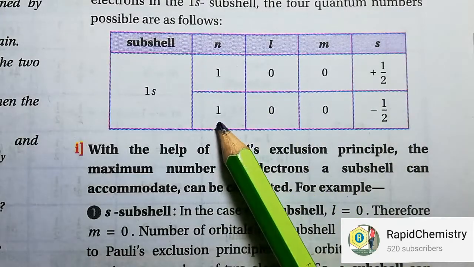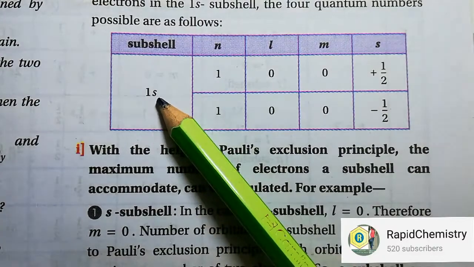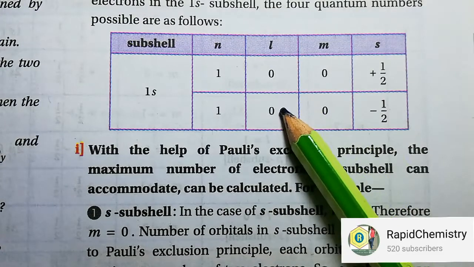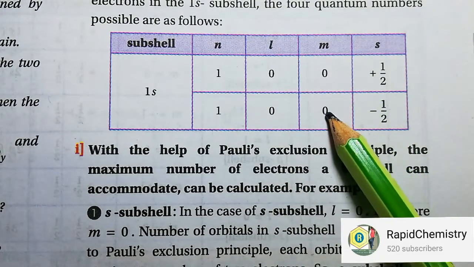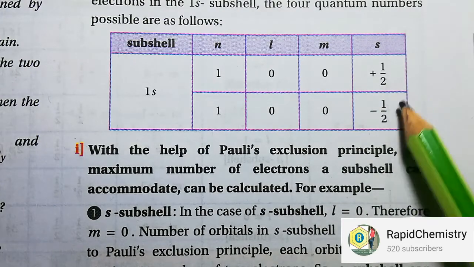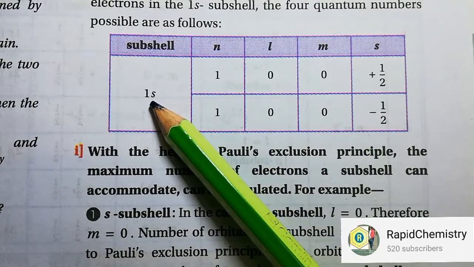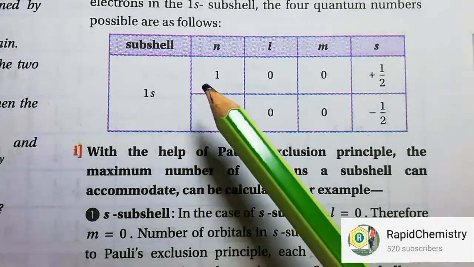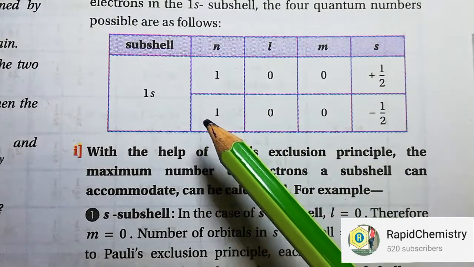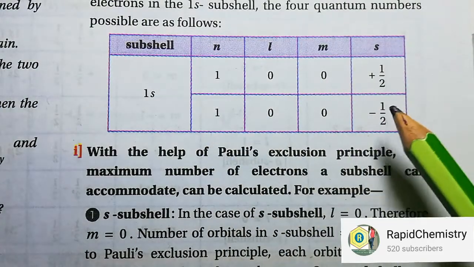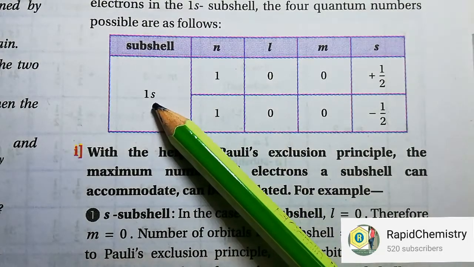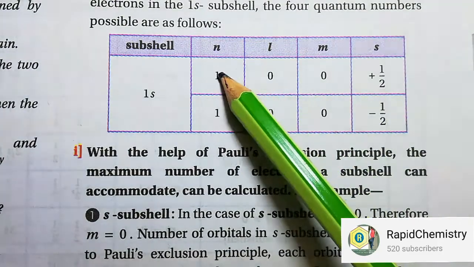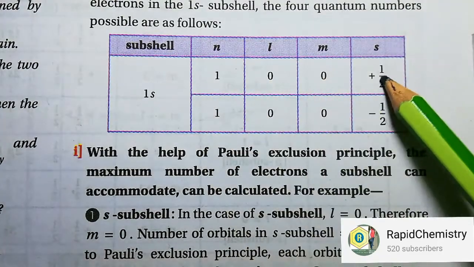For example, I can say in the subshell 1s, n value is 1, l value is 0, m value is 0. Okay, and s can have plus half and minus half. That means in 1s 2 electrons can reside. So for the electrons, the quantum number values are 1 0 0 plus half, and for another electron 1 0 0 minus half. Okay, that means 2 electrons are there in 1s, and their 4 quantum numbers are given, and 3 quantum numbers may be the same, but the 4th one differs.